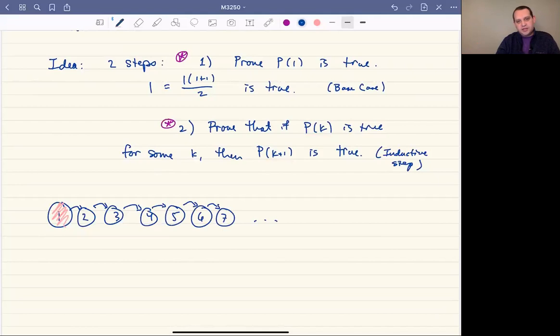Or another analogy that gets used frequently is a ladder, right? You can get on the ladder, that's the first step, and then as long as you can get to the next rung, that's the inductive step. So whatever metaphor, whatever idea you want to use here is fine.